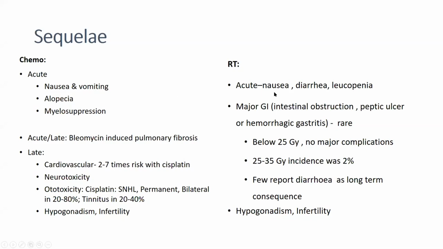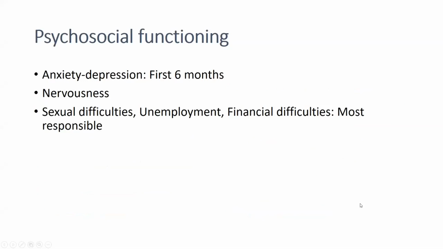Similarly, for radiotherapy, acute side effects are nausea, diarrhea or leukopenia. Major side effects are rare, but they can happen, like intestinal obstruction, peptic ulcer, hemorrhagic cystitis, or gastritis. Then hypogonadism and infertility can also happen after radiotherapy.